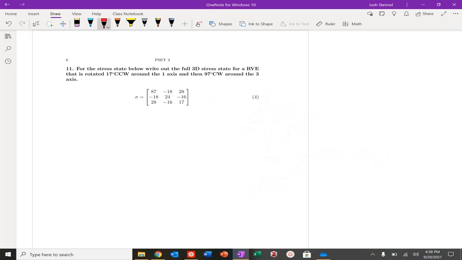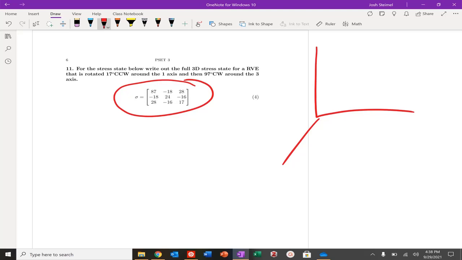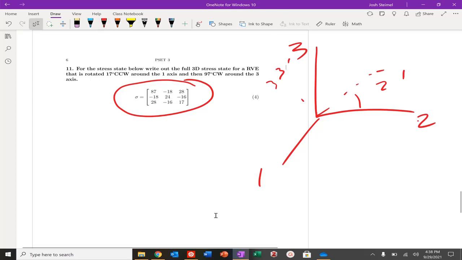So we're looking at this complex stress state, and we need to find the new rotation in this new direction. We are rotating 17 degrees counterclockwise around the 1 axis first. So our new 2 prime is going to be like this, and our new 3 prime is going to be like this. Then we'll do a 97 degrees clockwise rotation around the 3 axis.